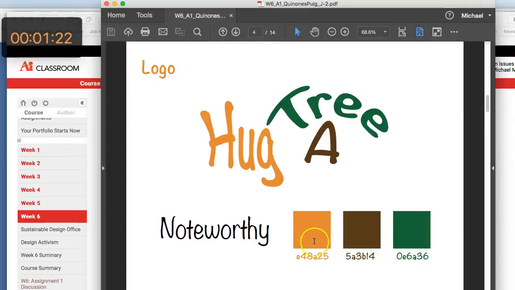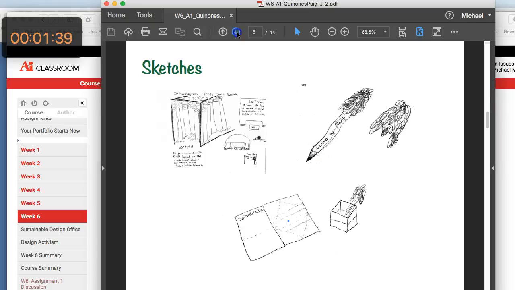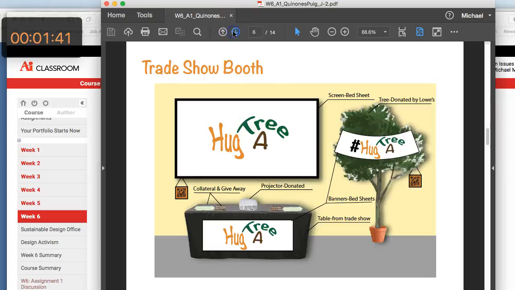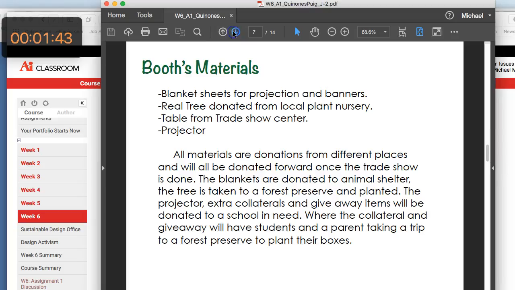So let me talk about this page. It's CMYK RGB. You definitely need CMYK colors in here because a good portion of this is going to be a print. So you need to note those CMYK equivalent colors. Sketches look great, trade show booth.